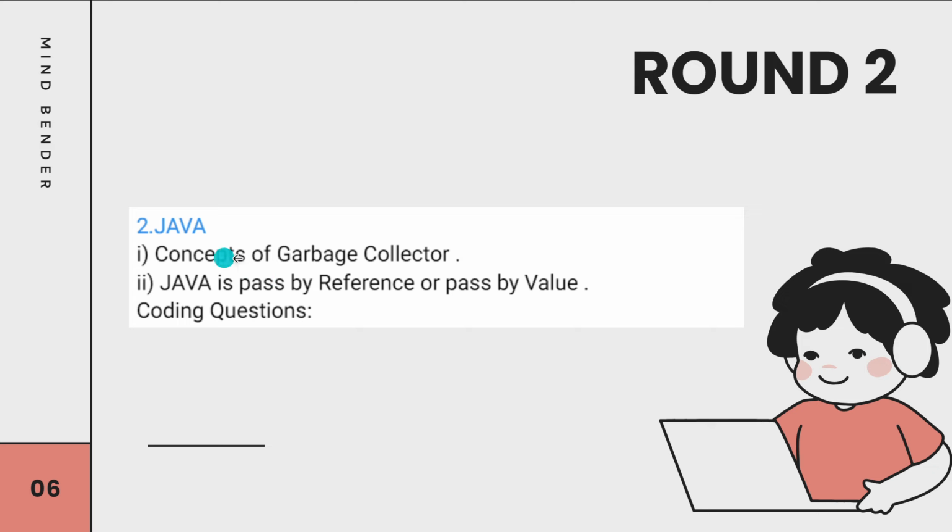And this is from Java: the concept of garbage collector, and pass by value and pass by reference. Please have a clear idea on this also. If you want, please put it in the comment section so that I will make another video for you.